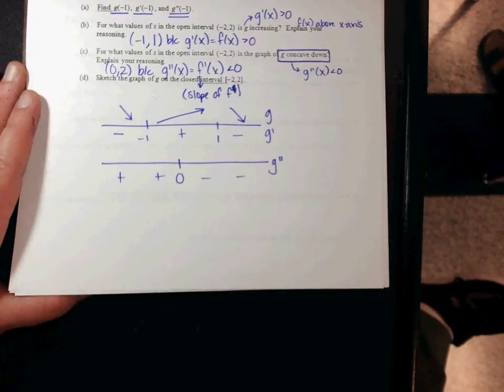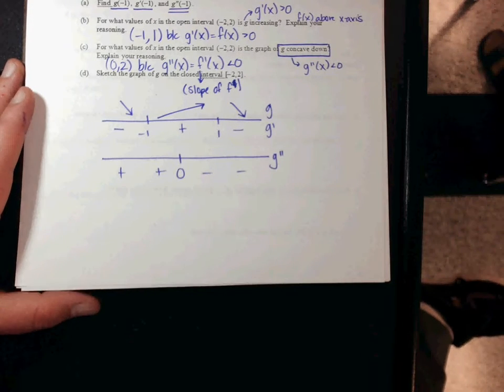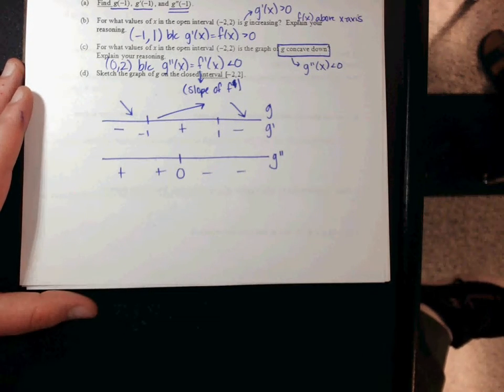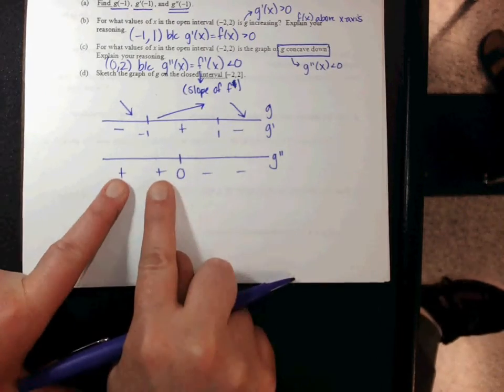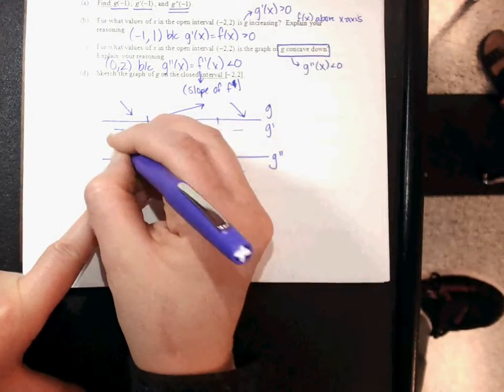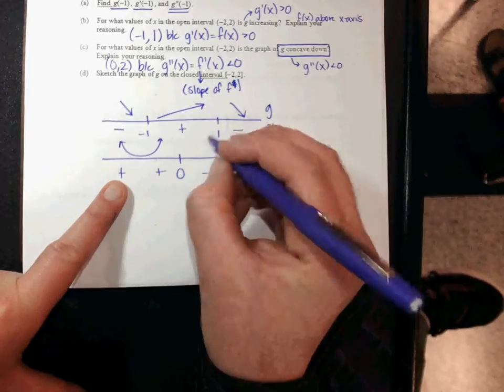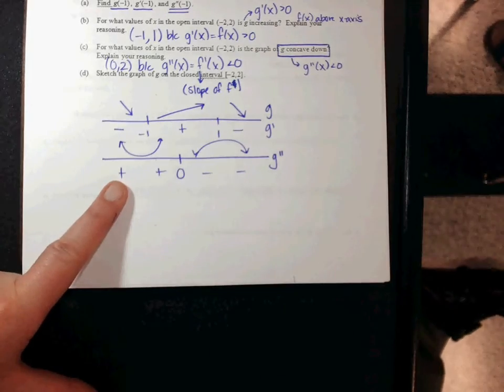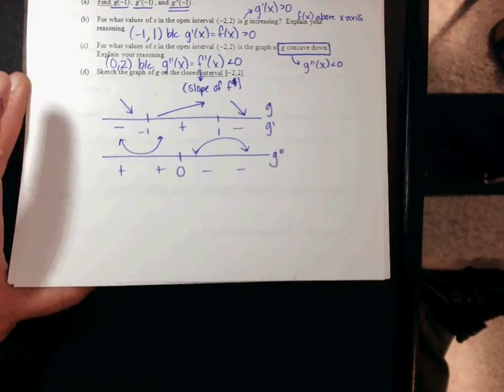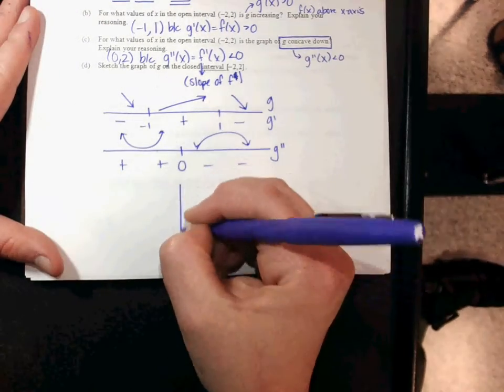Now, what does that tell us about G if those are the signs of G double prime? That tells us whether it's concave up or concave down. What is it here? Concave up. What is it here? Concave down. And so once you do that, it's a lot easier to draw your picture. Okay, so set up your graph.